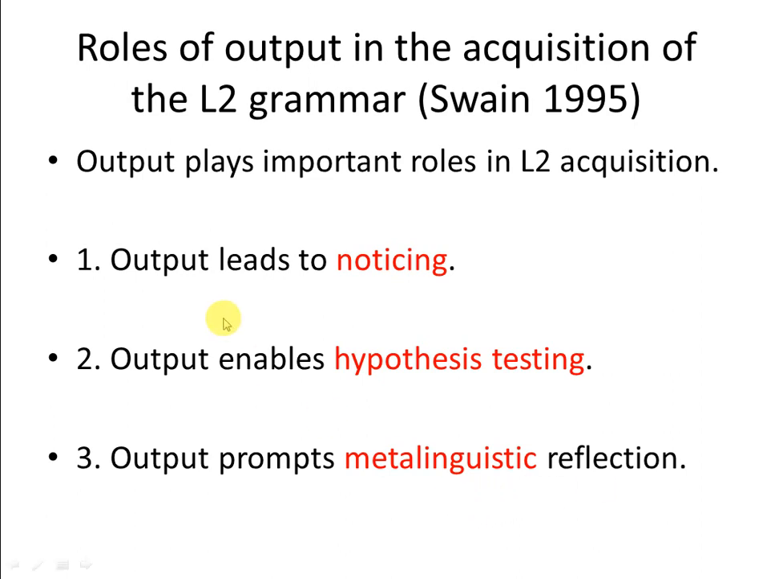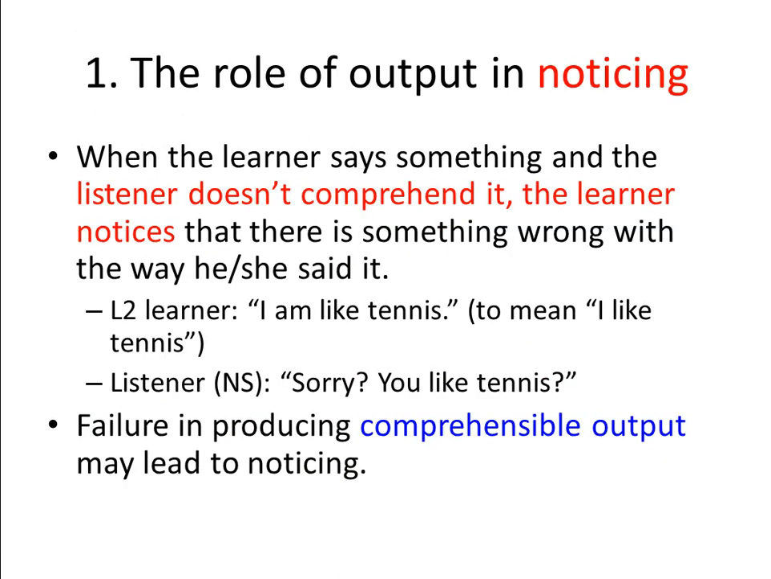First, output leads to noticing. Second, output enables hypothesis testing. Third, output prompts metalinguistic reflection. I'm going to explain each of these. So the role of output in noticing. When the learner says something and the listener doesn't comprehend it, the learner notices that there is something wrong with the way he or she said it.